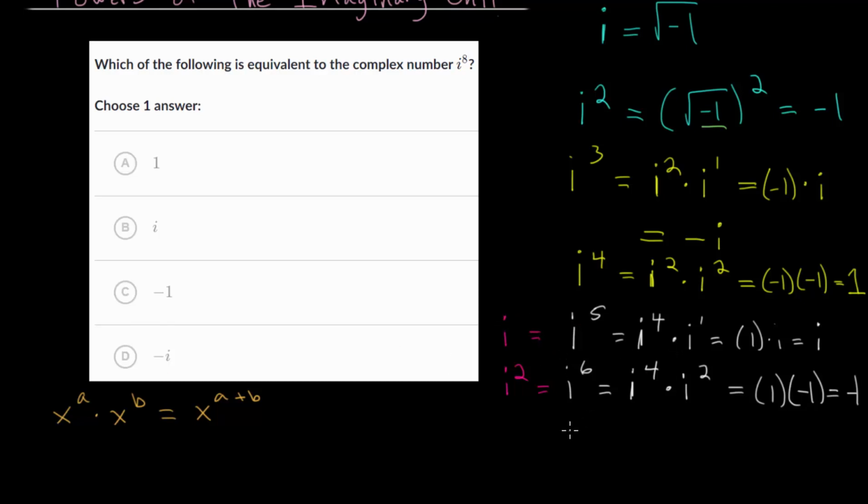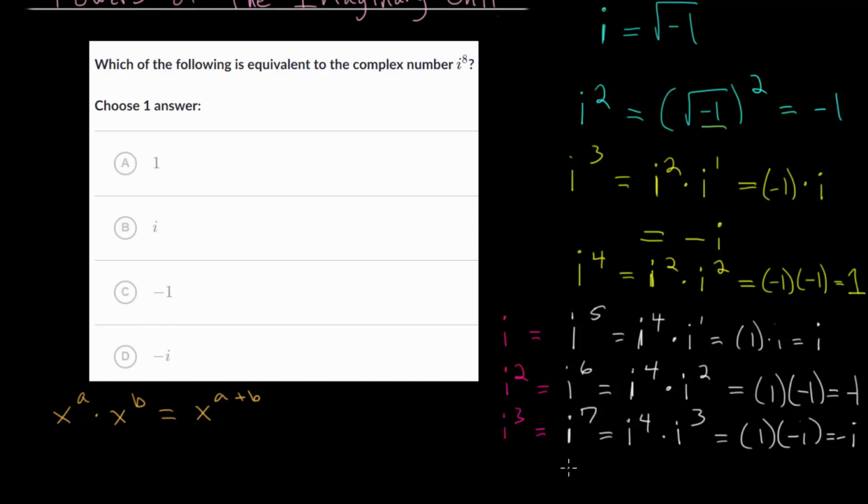If we keep going, we can look at i to the 7th, but you might see the pattern now. We're going to pull out i to the 4th and multiply that by i cubed this time, since those add up to 7. Now i to the 4th we know is 1, and i to the 3rd is just -i. So i to the 7th is simply -i. It's the opposite of i. But again, notice that it's the same value as i to the 3rd.